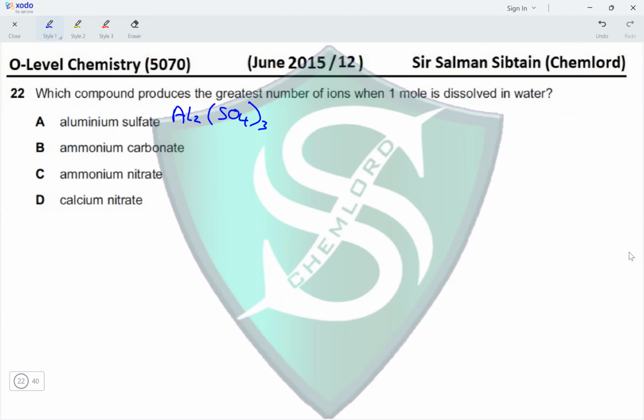So this is aluminum sulfate. So in total, there are 5 ions present. So greatest number of ions in this case would be 5. In the case of ammonium carbonate, carbonate has a charge of -2, ammonium has a charge of +1. So that would make this salt (NH4)2CO3. So in total, there are 3 moles of ions present in this salt.